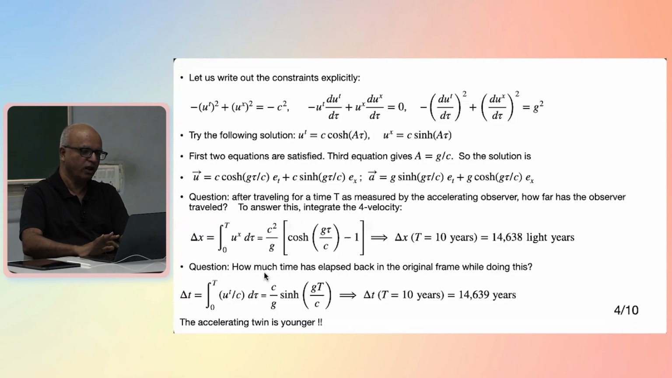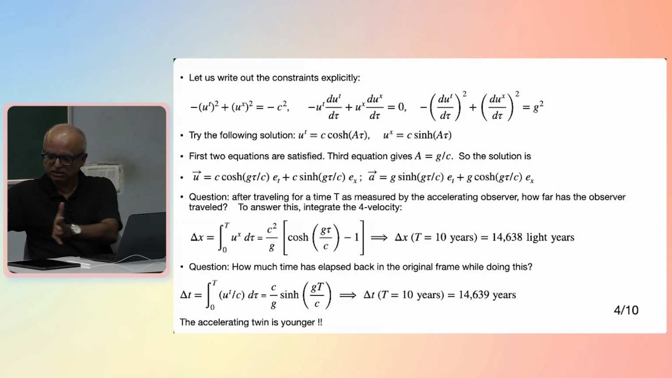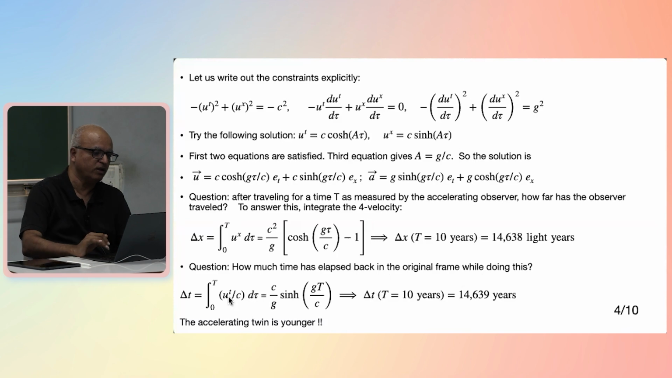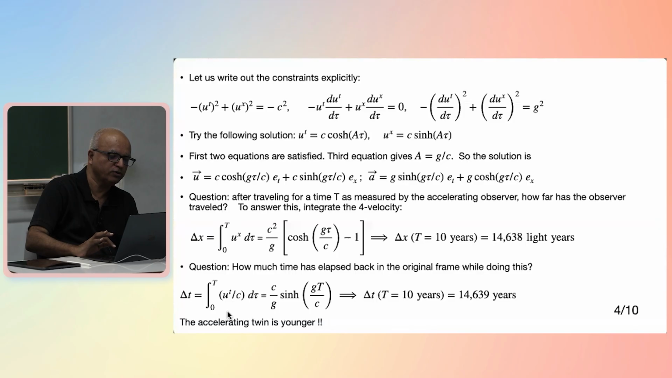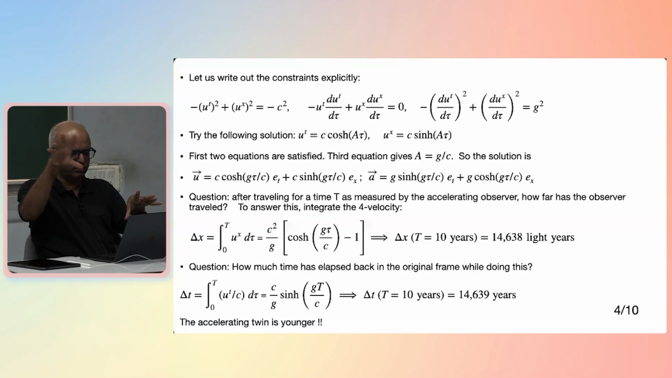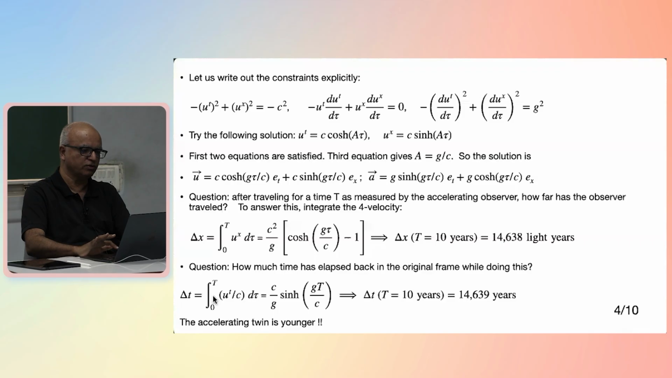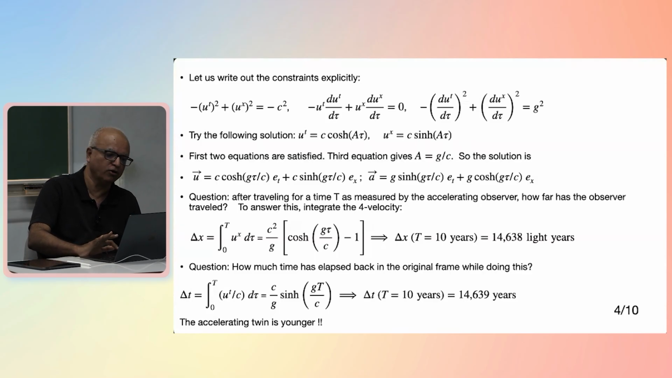So, let us ask now, how much time has elapsed back in the original frame while doing this? 10 years have passed for the accelerating observer. I am here. How much time has passed for me? Ut is equal to dt by d tau. Okay? So, ut d tau is dt, is delta t. Ut is c dt by d tau. So, delta t is just ut d tau by c integrated over time interval 0 to t. Time t has passed in the accelerating observer's frame.